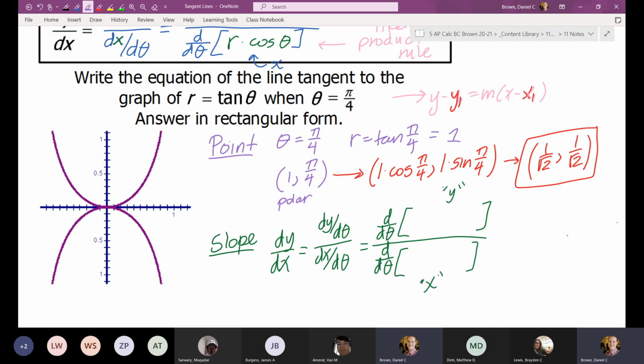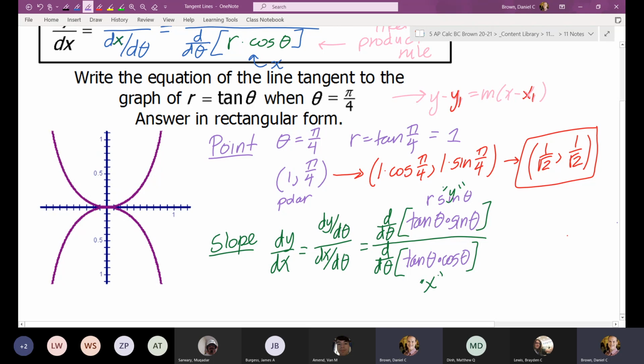Well, the formula we use for y is r sine of theta. Can't plug things in yet before we take the derivative. What expression are we using for r? Tangent of theta. So there's the formula, r sine of theta. What is r? R is the tangent of theta times the sine of theta. That's my expression for y. Then do the same thing for x. X is r cosine of theta. There's my r, there is my cosine of theta.